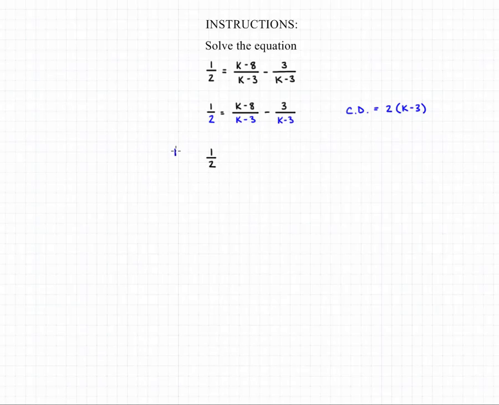Now we need to take each fraction and multiply it by something over itself so that we end up with the common denominator. So for 1 over 2, we want to multiply by k minus 3 over k minus 3. For k minus 8 over k minus 3, we want to multiply by 2 over 2. And for 3 over k minus 3, we also want to multiply by 2 over 2. And this is going to make it so that all of the expressions have their original value, but they now have the denominator 2 times k minus 3.